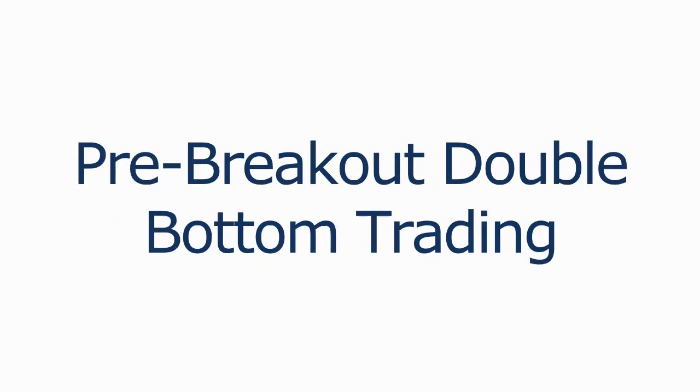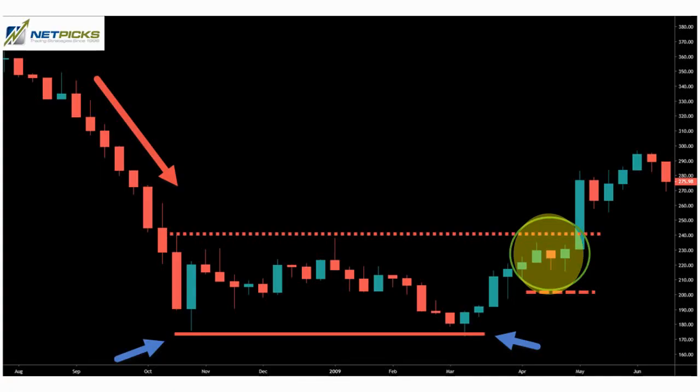So the first one is a pre-breakout double bottom trading strategy. So we can expand on this by playing the basing under the neckline or the breakout of the neckline. But what's basing? Well, basing is when price is forming a small range just under resistance, or above support if we're looking to go short.